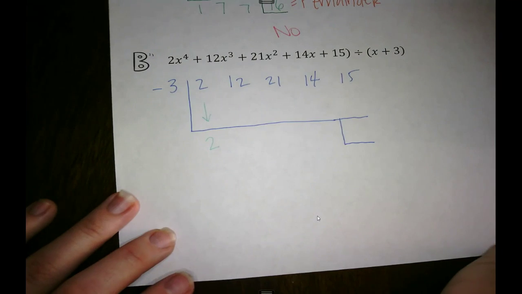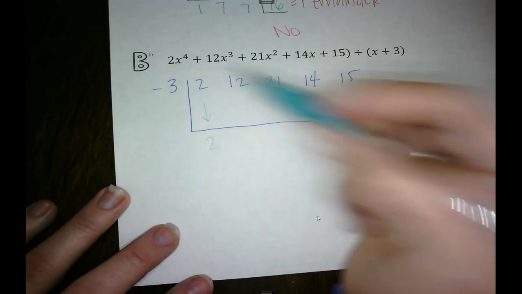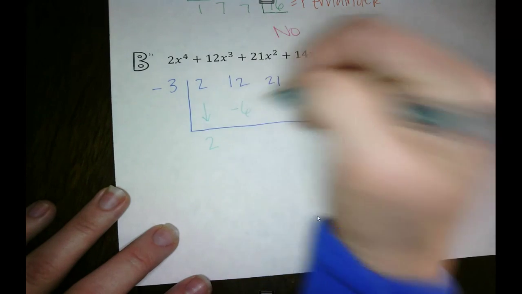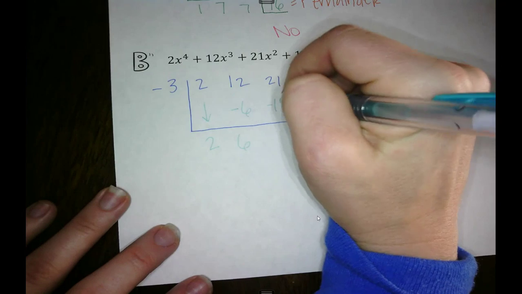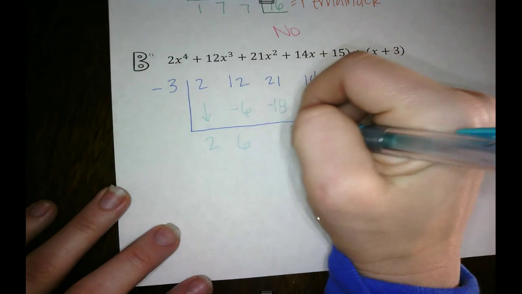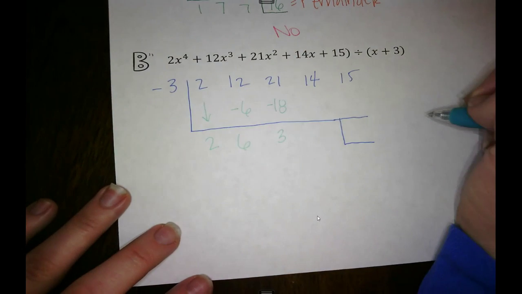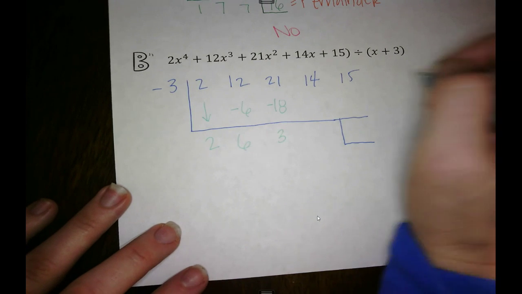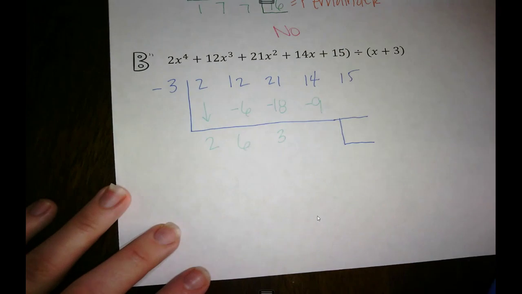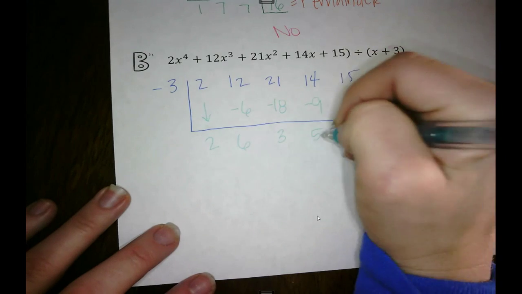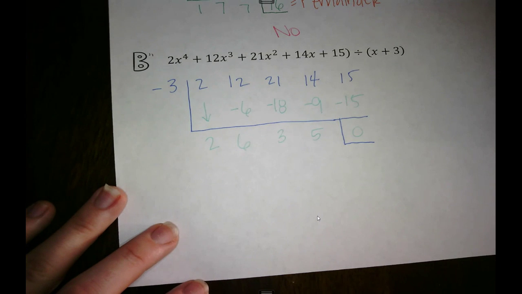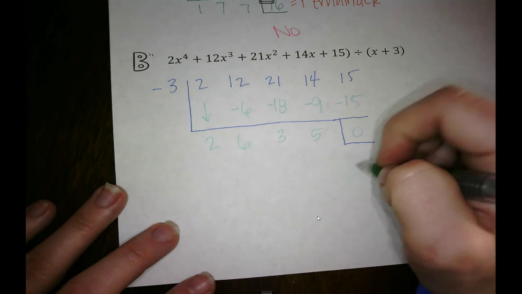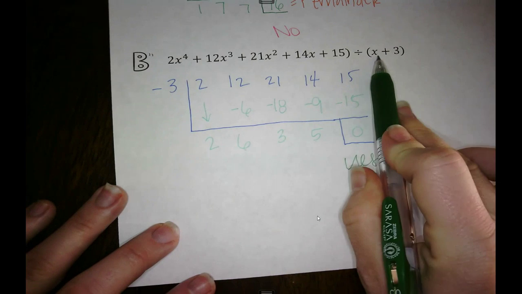Drop the 2. 2 times negative 3 is negative 6. 12 minus 6 is 6. 6 times negative 3 is negative 18. 21 minus 18 is 3. 3 times negative 3 is negative 9. 14 minus 9 is 5. 5 times negative 3 is negative 15. And 0 is our remainder. So yes, this is a factor of this.